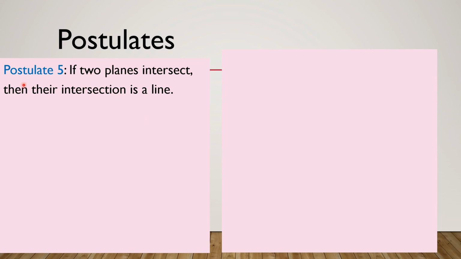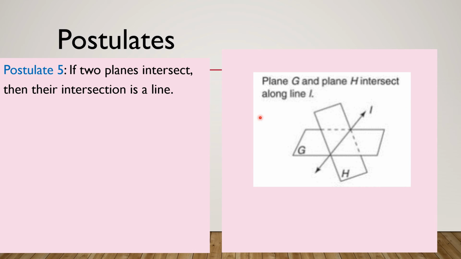Okay, so for our last postulate, postulate number 5: if two planes intersect, then their intersection is a line. So meron tayong dalawang plane na nag-intersect, the intersection of those planes is a line. For the illustration, we have here the plane G. Ito yung plane G natin, nakita niyo. At ito yung plane H. So the intersection of these two planes is a line. Nakita nyo dyan, may line dyan. So ito yung line. That is true, di ba?